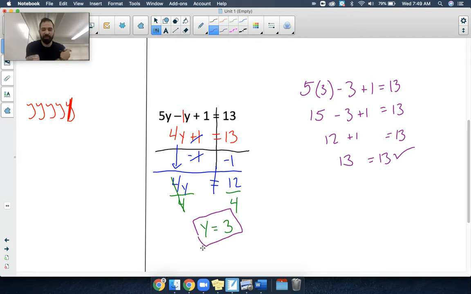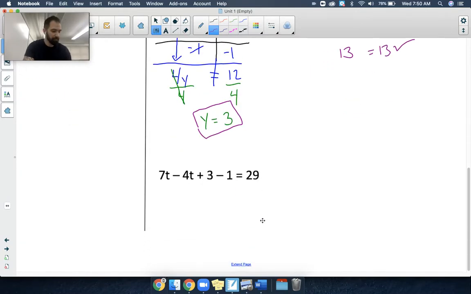Hopefully you did an awesome job on that. If you didn't, try to check where you made your mistake. If you can't figure that out, send me a message. And let's try our last one on page 1 here. Got a couple different things that we need to do.